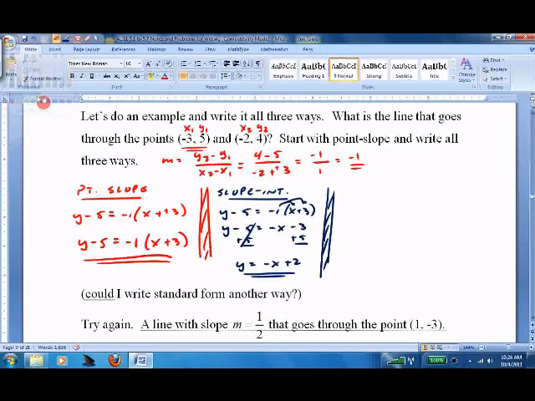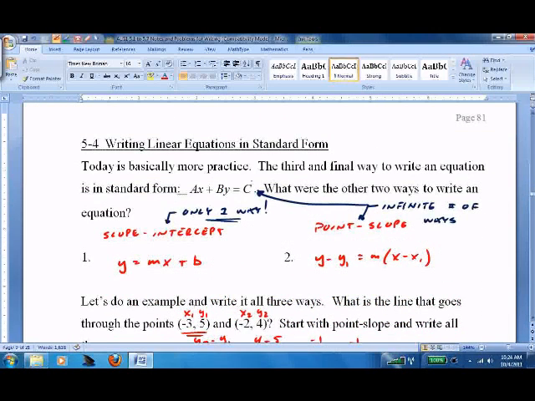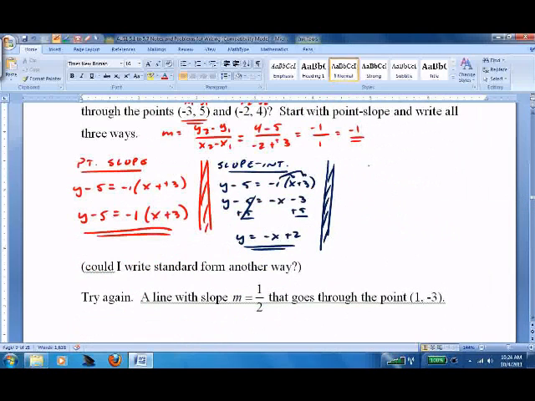And let's get a little imaginative with colors. Now we're looking to write it in standard form up here: ax plus by equals c. Haven't answered the question of why. We'll get to that eventually. So let's take y equals negative x plus 2. All the x's and y's should be on one side, so we'll move the x over. We get x plus y equals 2.